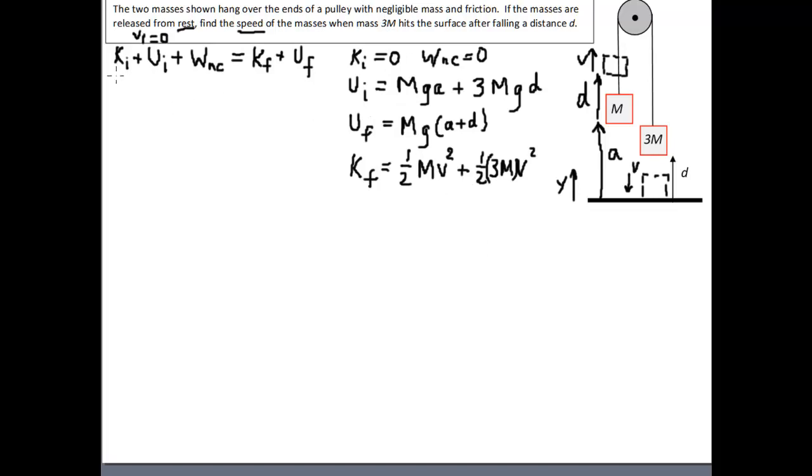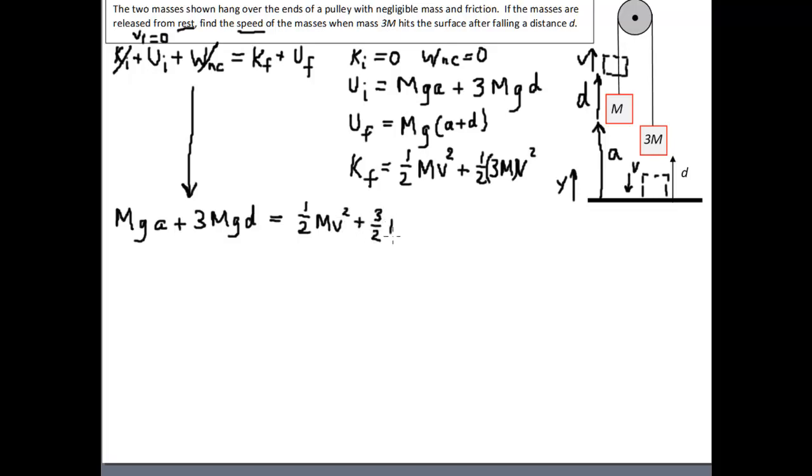So we know the kinetic energy term initial is 0, work non-conservative is 0. So what do we have? Well, let's write this down. I'll bring it down here because I need a little bit more room than I've left myself. So the initial U is mga plus 3mgd, and that's all that's on the left-hand side. The right-hand side, kinetic energy final. So let's see, what do we have here? 1/2 m, and then the second term is 3/2 m. So we've got 1/2 mv squared plus 3/2 mv squared, and we'll combine those and write that as 2mv squared.